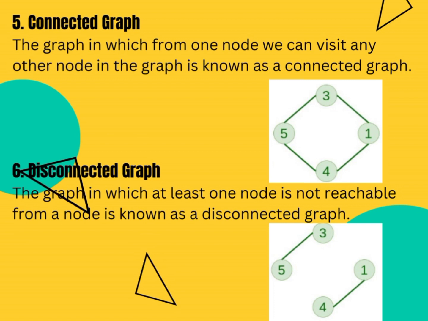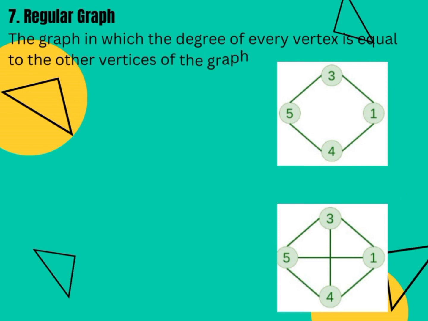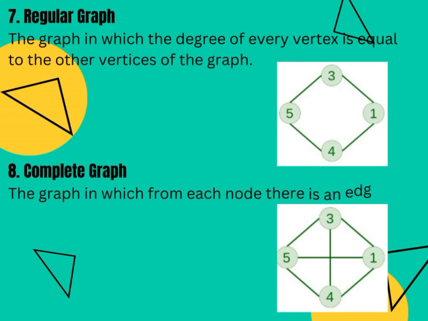As you see in the image of the connected graph, each vertex is connected to each other through edges. We can visit from one vertex to another vertex, and in a disconnected graph we cannot visit from one vertex to another vertex because of the missing edges. Regular graph and complete graph. In a regular graph, the degree of each vertex is equal to the degree of every other vertex present in the graph, and in a complete graph, each vertex is connected to every other vertex through edges.